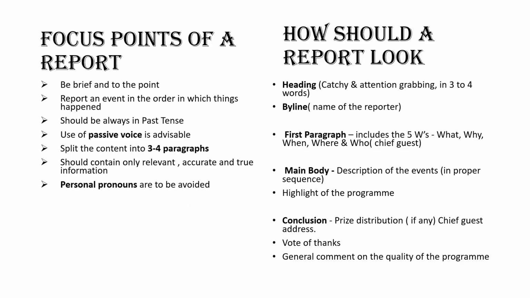All you have to keep in mind is that because it is a long composition, it should never be in one paragraph. You better divide the report into three paragraphs or minimum two paragraphs. The first paragraph will cover the WH questions, and then the body paragraph gives a description of the events in proper sequence, highlights of the programs, if any, or the activities involved there. And then, of course, the concluding paragraph, where you can include prize distribution, vote of thanks, and then a general comment on the quality of the program. The focus point is that it has to be brief, but in past tense. All the reports should be in past tense and preferably passive voice, in three to four paragraphs. Personal pronouns should be avoided.